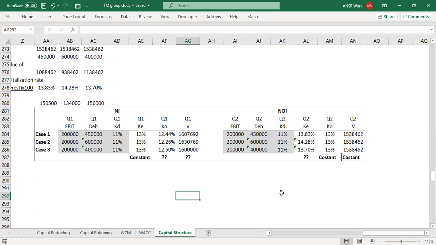Perfect. And in net operating income, the value of the firm does not change. So if the debt is changing, then the cost of equity has to oppose that, so that the value of the firm stays the same. Absolutely correct. So the equation is always the same, in both scenarios. You are absolutely right. You can remember it like that only.